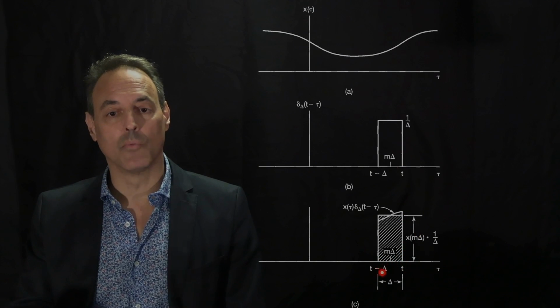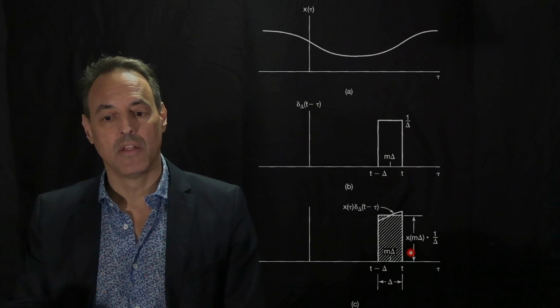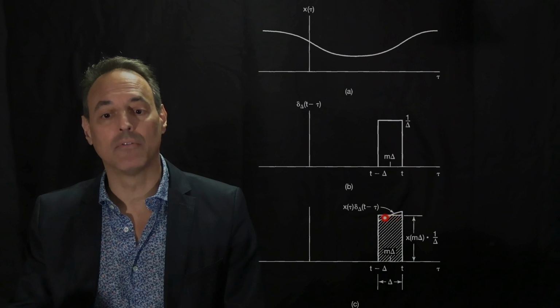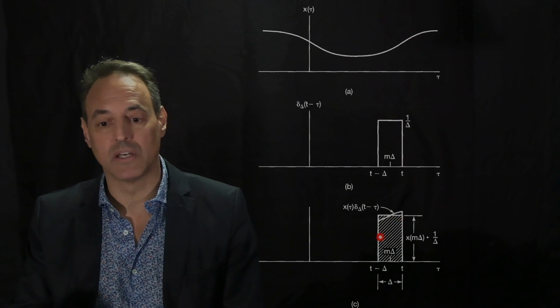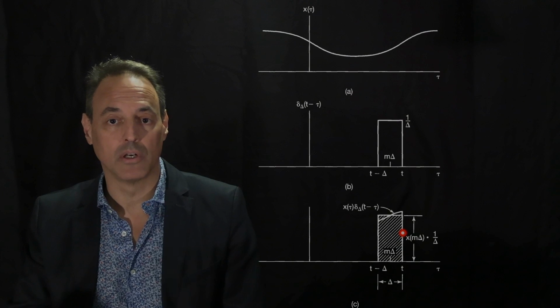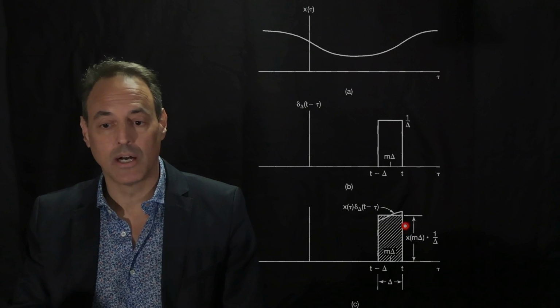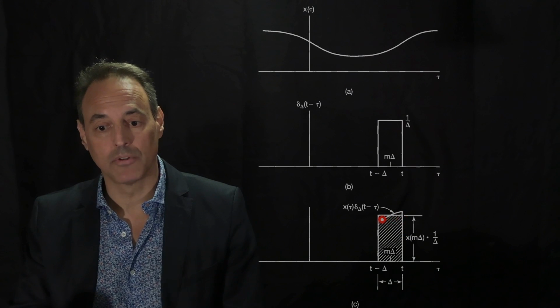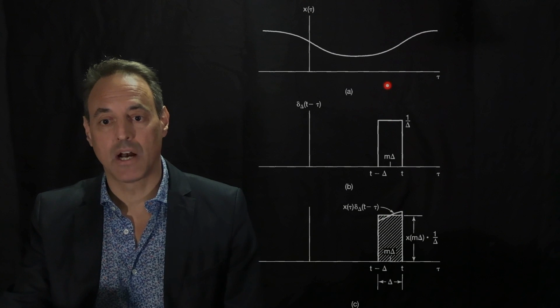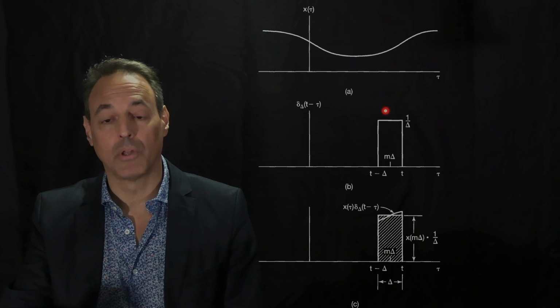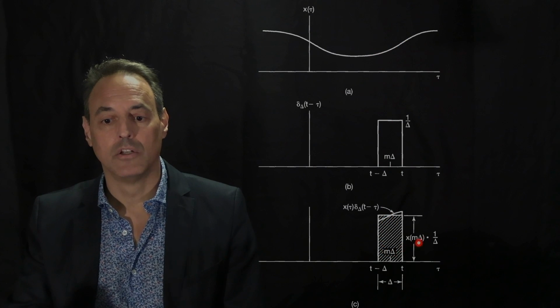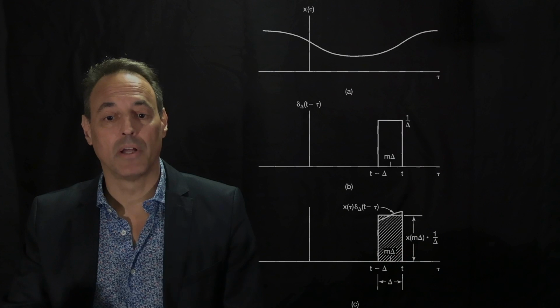So notice the width of this is delta. The height of this is the average value of the function there. That's one way to represent this, and that's often what you do in a trapezoidal rule for integrals: you take the average height of this function that you're pulling out, and you multiply these two together.